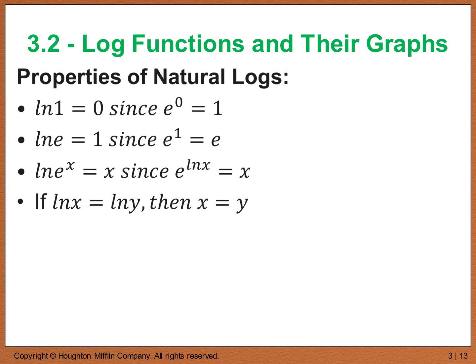Notice that the properties for natural logs are the same as the properties of logs. So if I take the natural log of 1, that's really equal to 0, since e to the power of 0 is 1. The natural log of e is equal to 1, because that's really like saying e to the first is equal to e. If I take the natural log of e to the x, these cancel, and that's going to leave me with just x. And if I take the natural log of x and set it equal to the natural log of y, because the natural logs are the same, then I can go ahead and solve for x equals y.